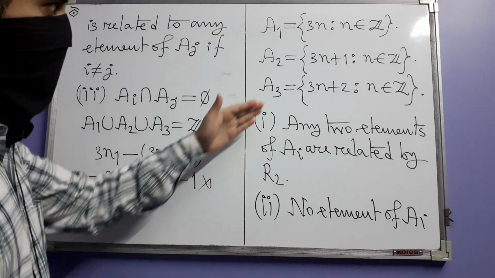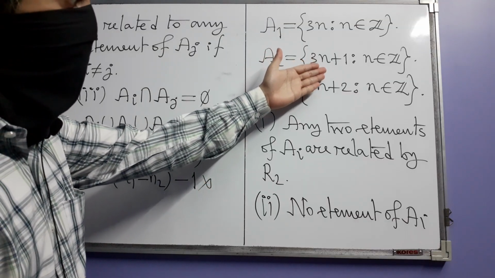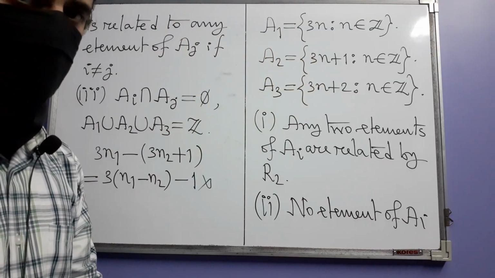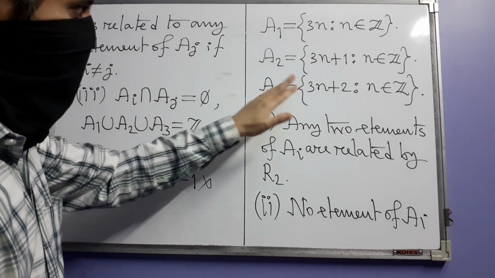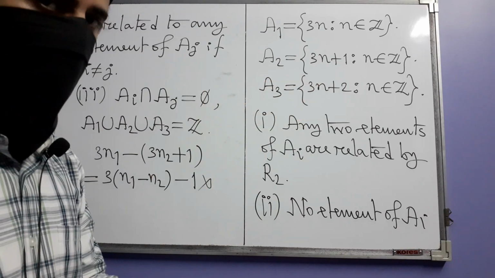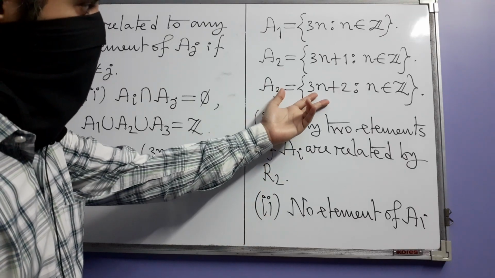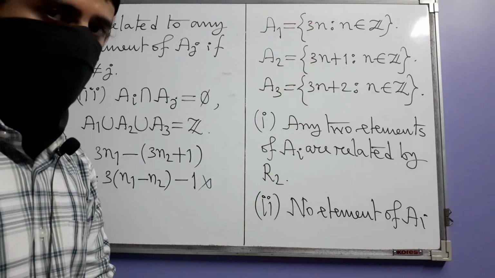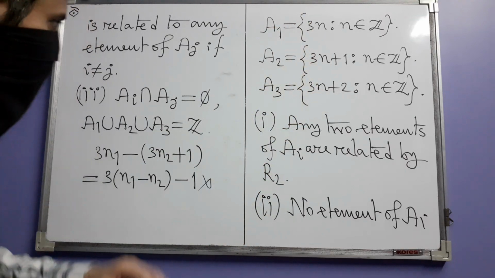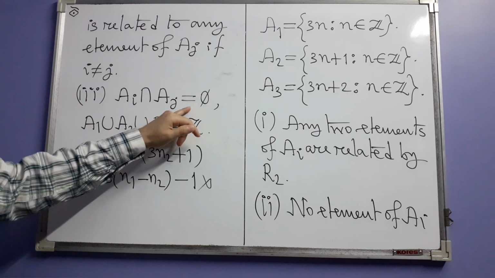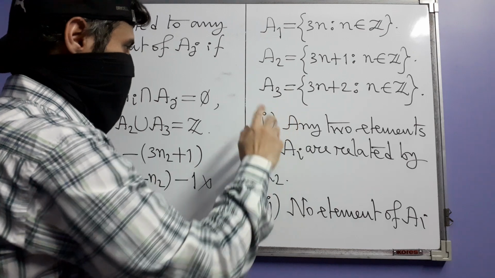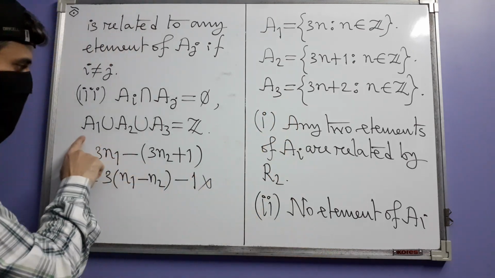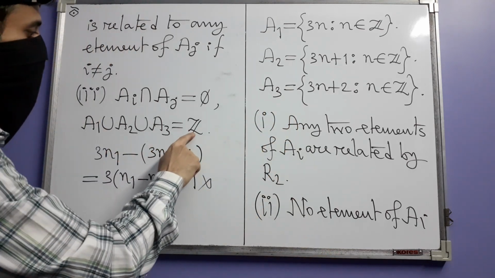In a similar manner, if you take the difference of any number of this type and any number of that type, that difference also is not divisible by 3. So no element of A2 is related to any element of A3. And by a similar argument, no element of A3 is related to any element of A1. The third observation, of course, is very clear. These sets are mutually disjoint and their union is Z.